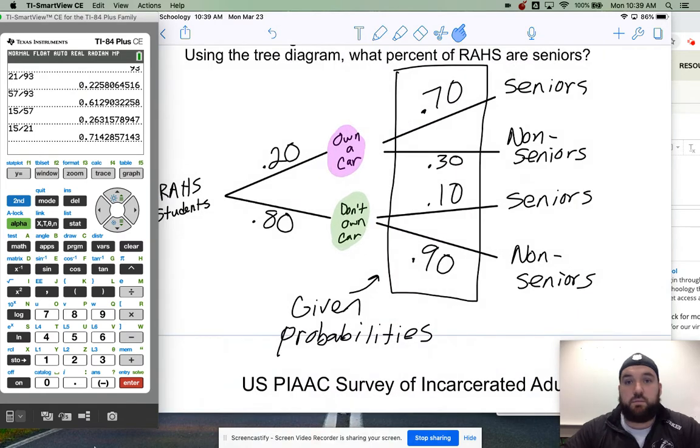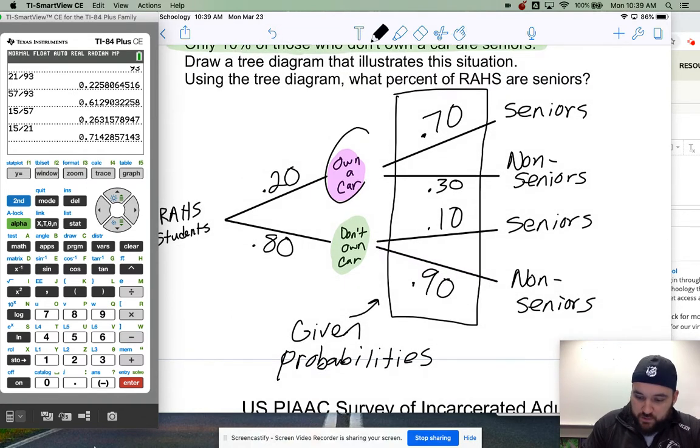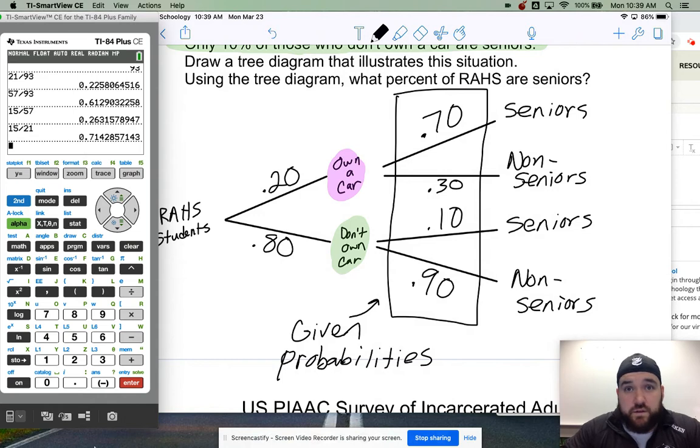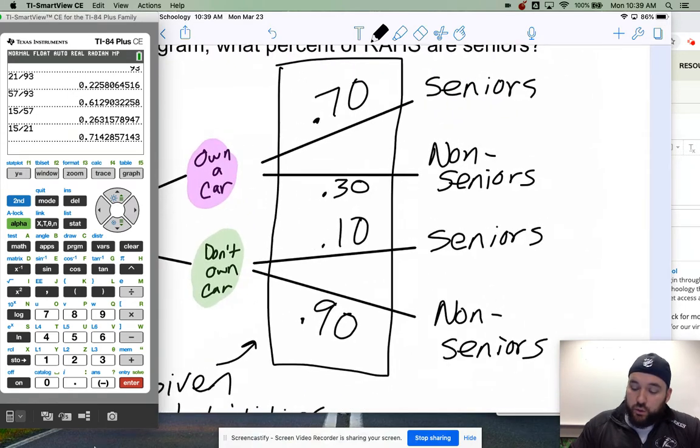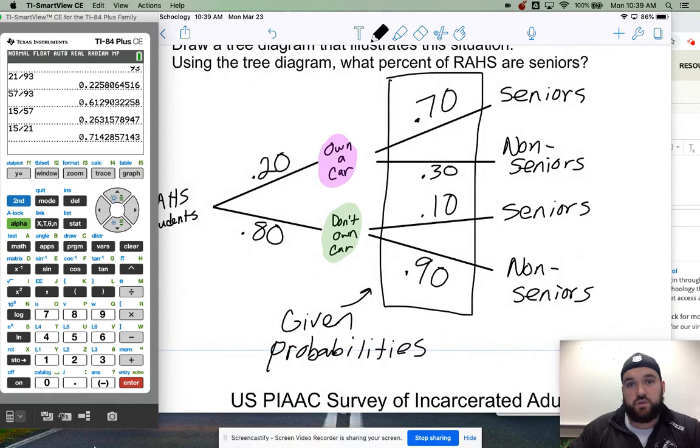So if I said, what's the probability that you pick a non-senior given they own a car? Well, if it's given they own a car, that puts me right here. What's the probability they're not a senior? 0.30. Okay. And so you might be asking yourself, well, then what's the point of the 0.20 and the 0.80 at the beginning of the problem? Okay. And what we need to do is those numbers are going to help us to find the and probabilities.